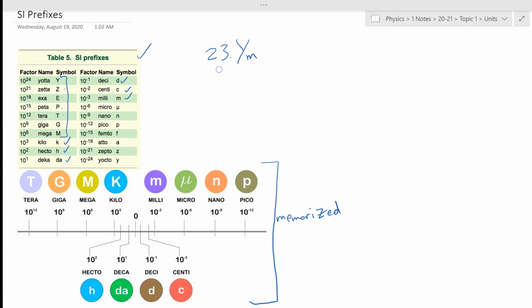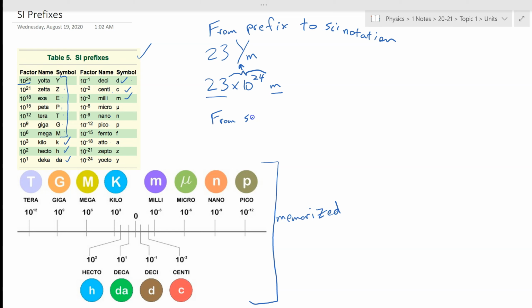And to figure out what that number is, if I want to go from prefix to scientific notation, it's easy. You just replace the prefix with the power of 10. So 23 times 10 to the 24 meters. So you see how this power of 10 just replaced the prefix? There's still 23 out front, there's still meters, but you just replace the prefix with the power of 10. Bang, done.